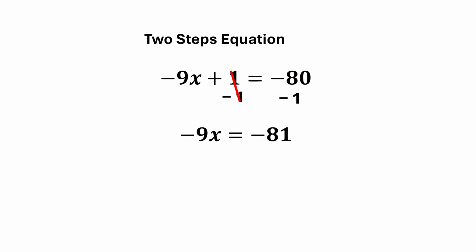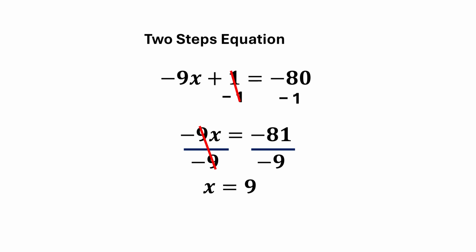How do we get rid of the minus 9? We divide, because minus 9x means minus 9 times x. So we divide by minus 9. Minus 9 divided by minus 9 is 1, so it's cancelled. You just have x equal negative 81 divided by negative 9. Negative divided by negative is positive. So it's just 81 divided by 9, which is 9.